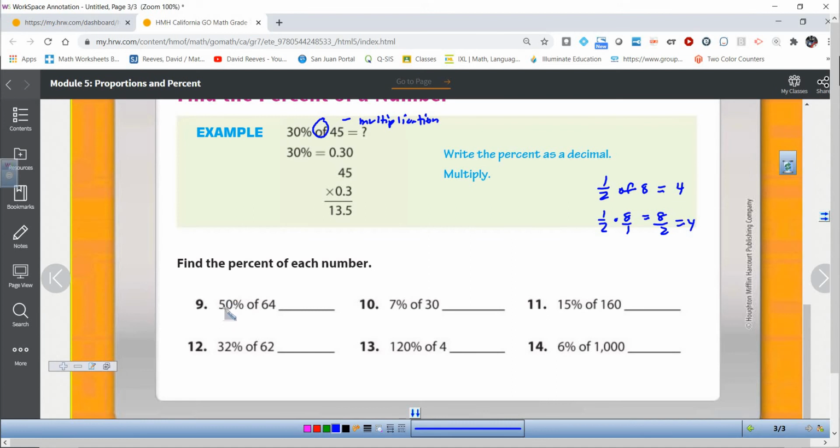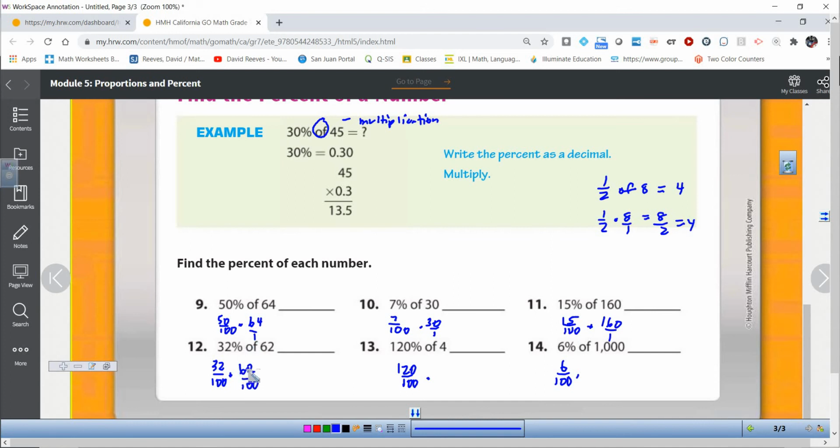All right, so just a reminder. 50% we just said was 50 over 100, right? 7%, 7 over 100. 15% would be 15 over 100. 32% would be 32 over 100. I'm going to just keep writing these out here. Okay, so I'm rewriting them as ratios. And then of tells me I'm going to multiply. So I'm going to be multiplying on all of these. Okay, and then I'm going to multiply by 64. In this case, I'm going to multiply by 30. Now, because the first one's written as a fraction, I'm going to go ahead and write the second one as a fraction. Whoops, not 62 over 100, excuse me.